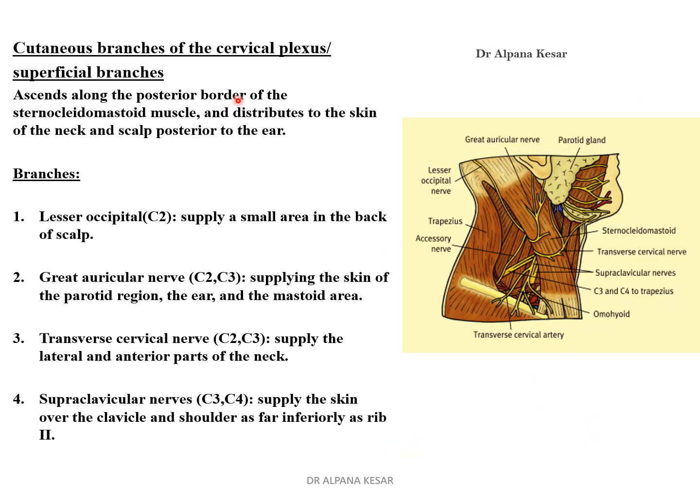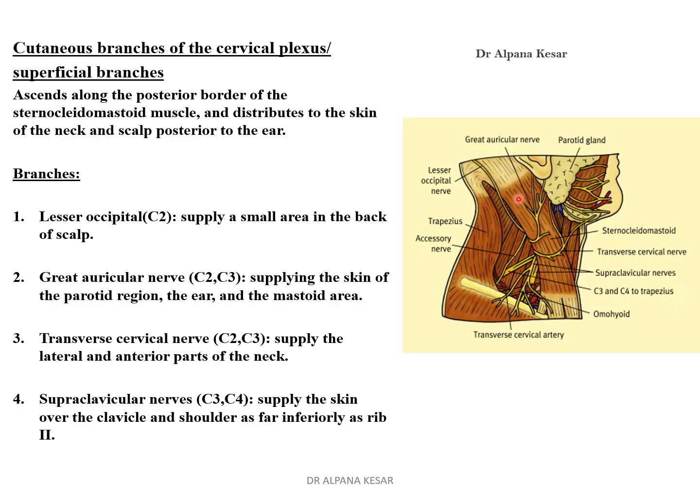Superficial branches of cervical plexus, which are the cutaneous branches that supply the skin of the neck and a small area of scalp. These cutaneous branches ascend on the posterior border of the sternocleidomastoid muscle and distribute to the skin of the neck and a small area of scalp just posterior to the ear. The cutaneous branches of cervical plexus are lesser occipital nerve, which is this.